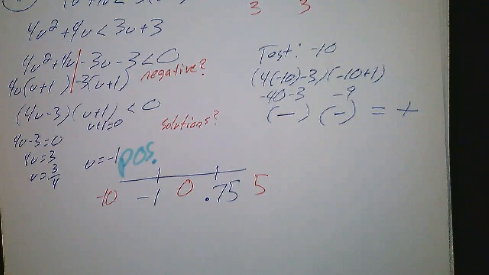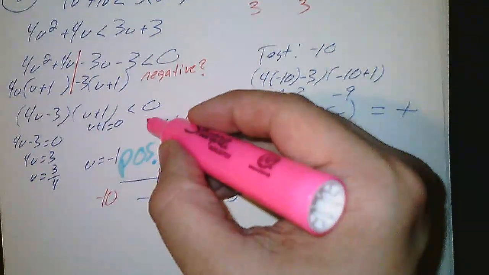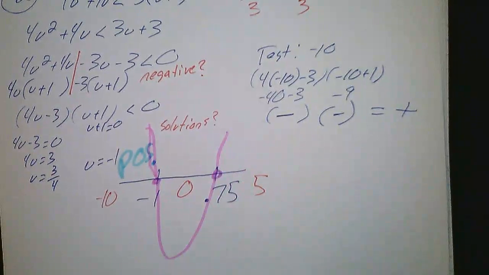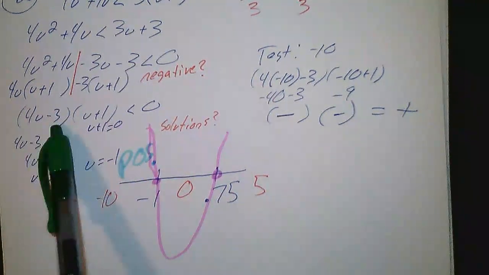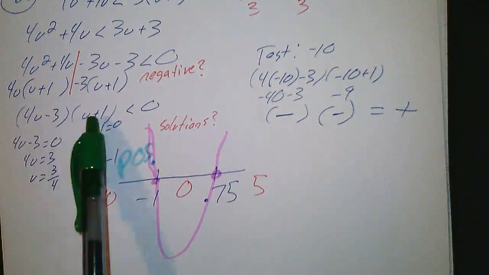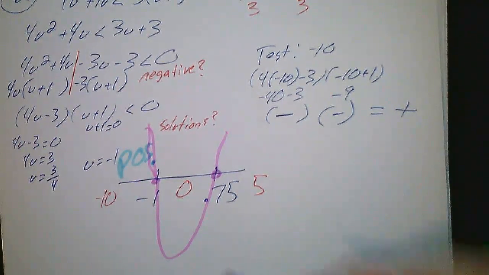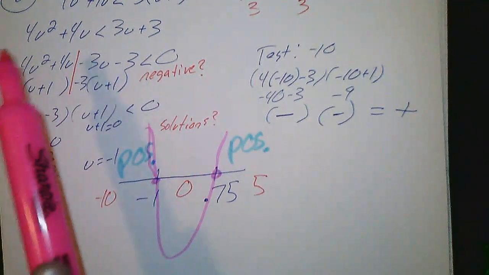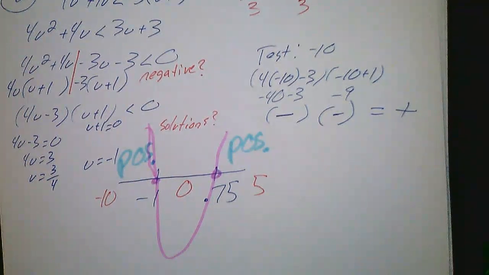But again, think about how the quadratics work. We're making a parabola here that hits the x-axis at these two solutions. We could plug in +10. We would get 40 minus 3 is positive. 40 plus 1 is positive. We could take the time to plug it in, but that's going to be the positive region. Again, this is how the quadratics work. If it's a 4u squared in this case, we have our variable to the second power.